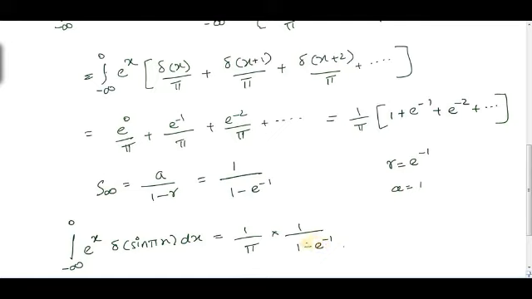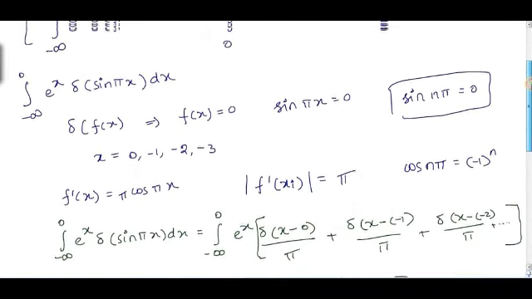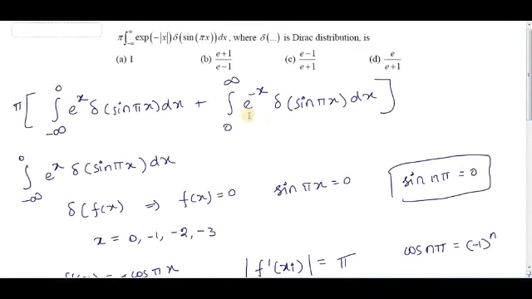Then what do we have to do? We have to find one more integration. What is that one more integration? The other part, this part: 0 to infinity e power minus x del of sine pi x. So this part we are going to do now.